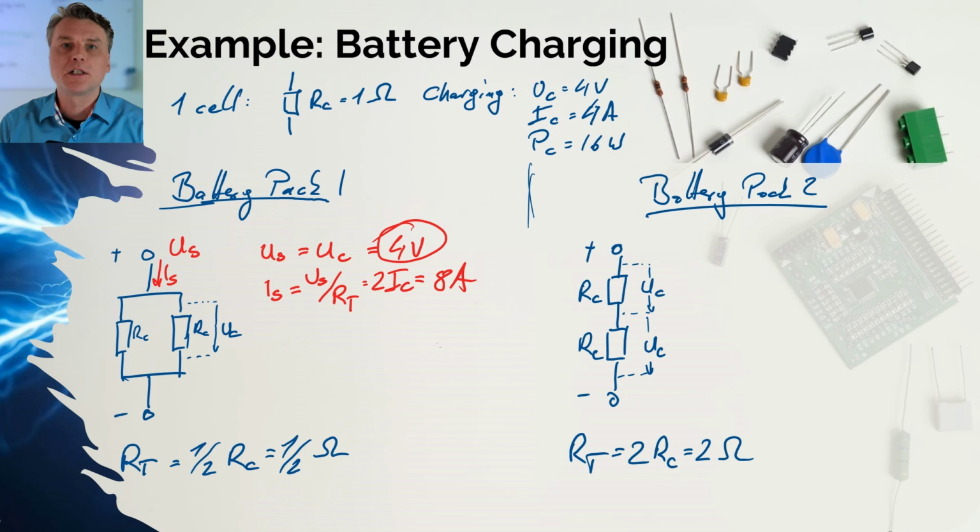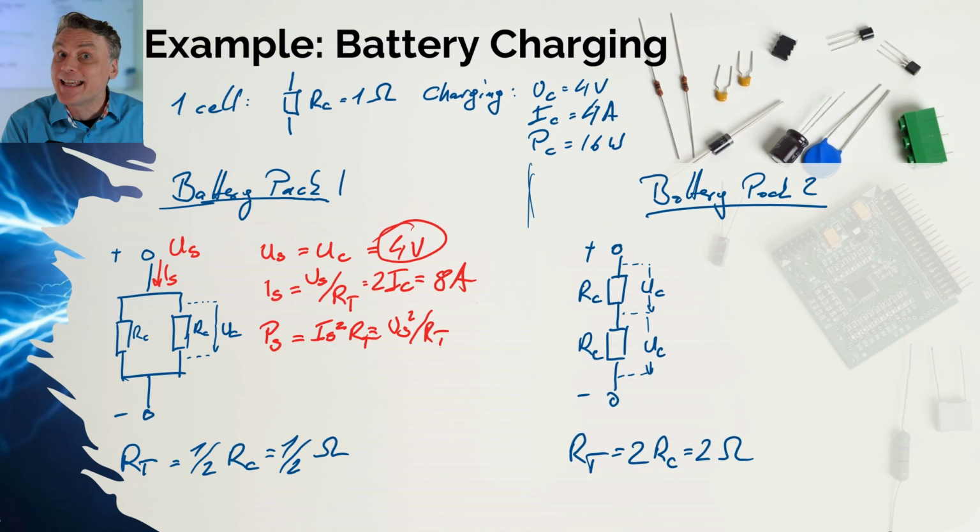Okay, so what's the charging power? Now, no matter how you compute this, you can compute it by I square R or by U square over R. It's the same thing. The result is 32 watts.